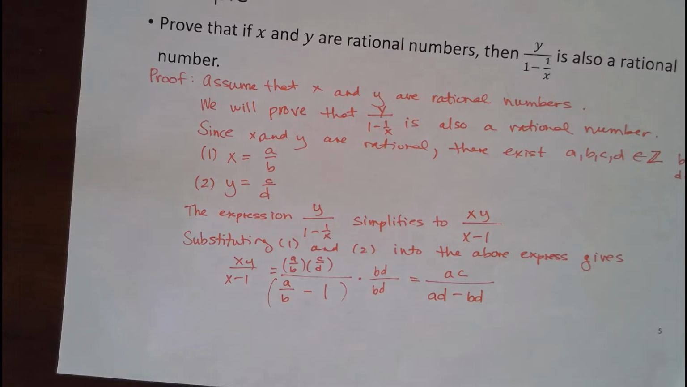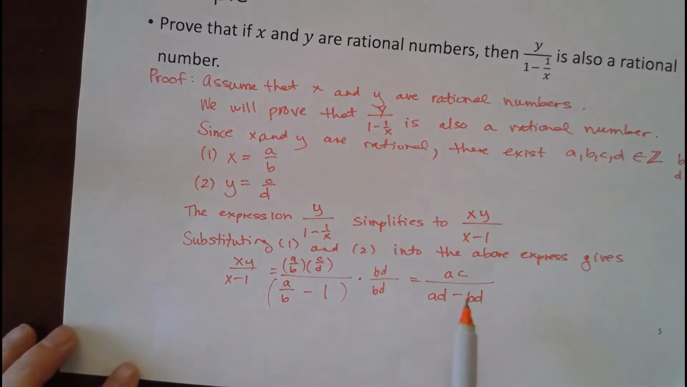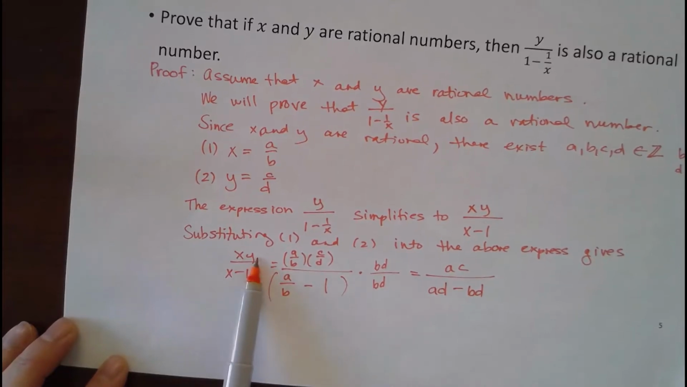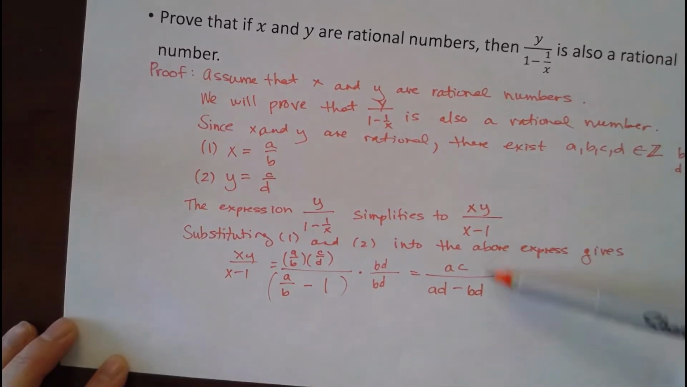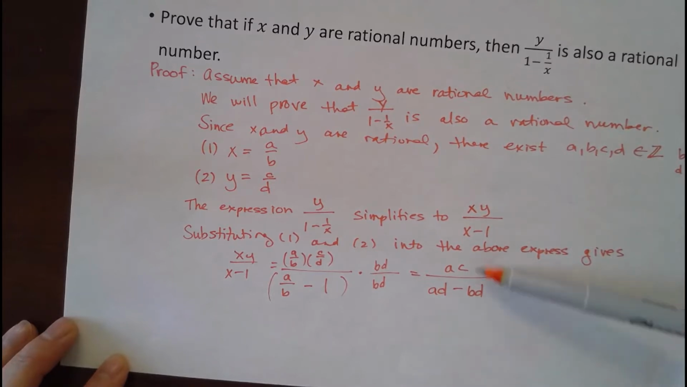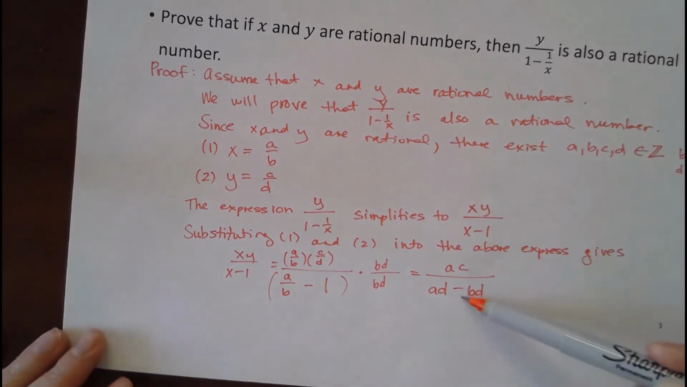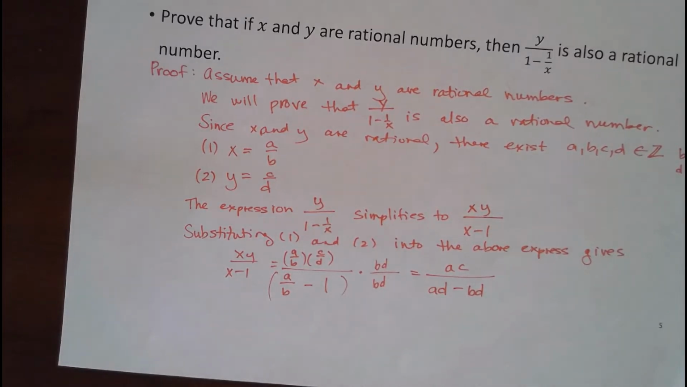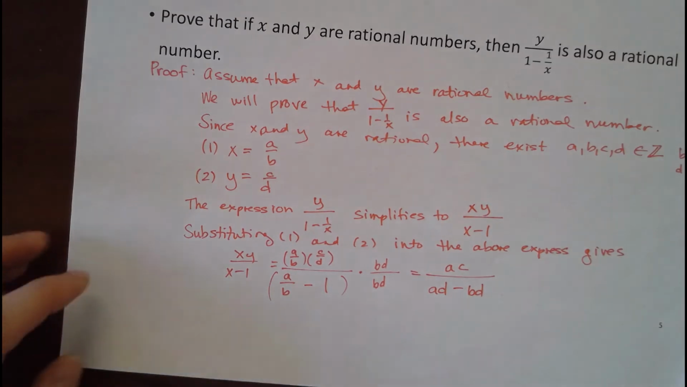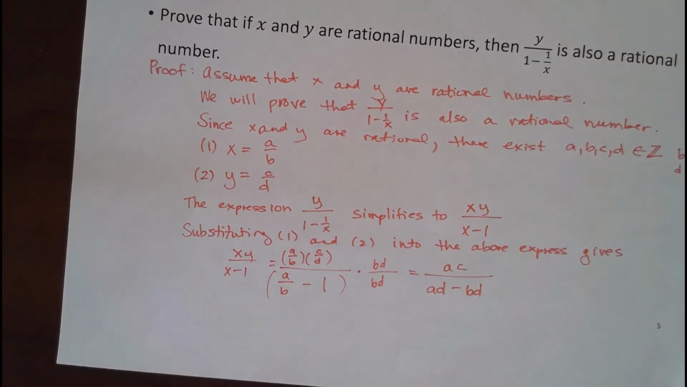Okay. And now that is really nice because I have this xy over x minus 1 written as a ratio, and if I can just prove that these two things are both integers, then it's a ratio of integers. So the last thing I have to do is make an argument that this ratio actually fits the definition of rational numbers and that it is a ratio of integers. So first of all, is AC in the numerator an integer? Yes, because A and C are both integers and they're closed for multiplication.